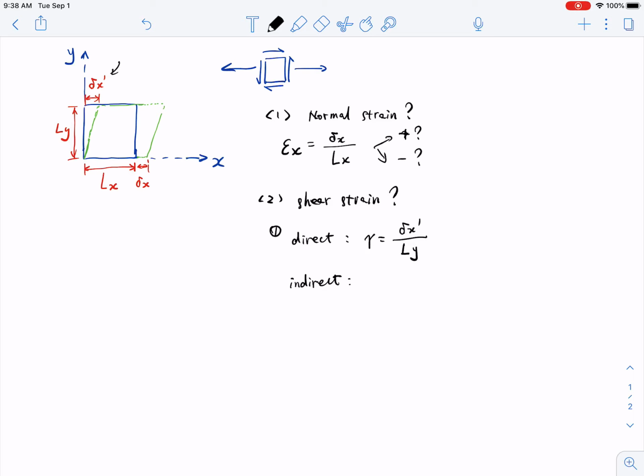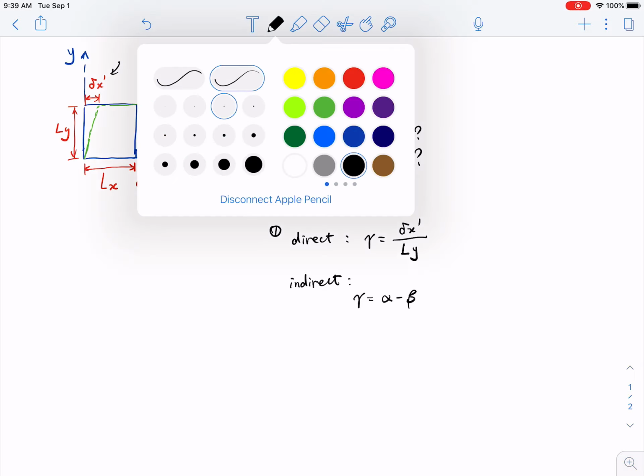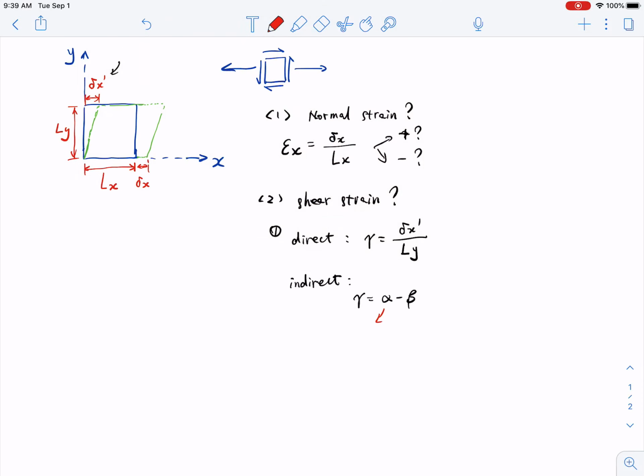That is using geometry, right? As we defined in the previous slides, gamma equals alpha minus beta. And alpha is what? Alpha is the angle between x and y before deformation. And then how about beta? Beta is just after deformation, right?